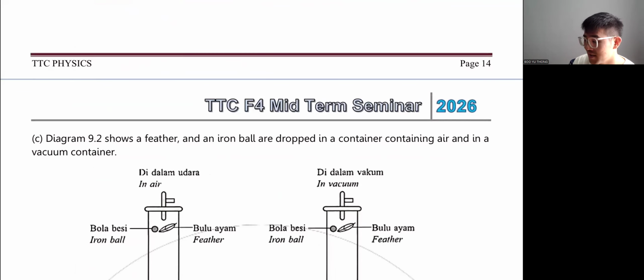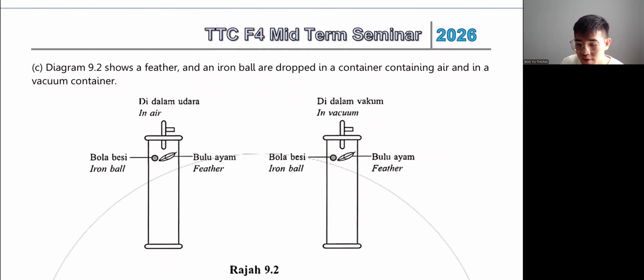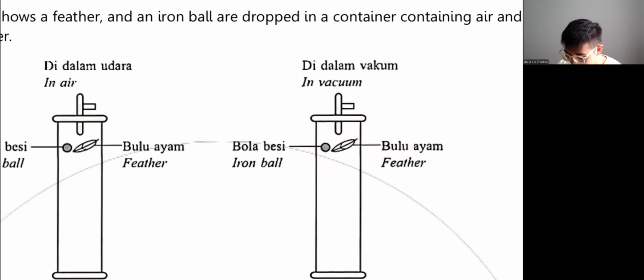Anyway, next, question C. Question C says, diagram 9.2 shows a feather and an iron ball dropped in a container containing air, and another one. So you carry out this experiment two times. One in the container containing air and another one in a vacuum container. Very simple, it's actually the same container. So you just do this experiment twice. One with the normal air inside, another one you suck out all the air. So that's why it will be a vacuum.